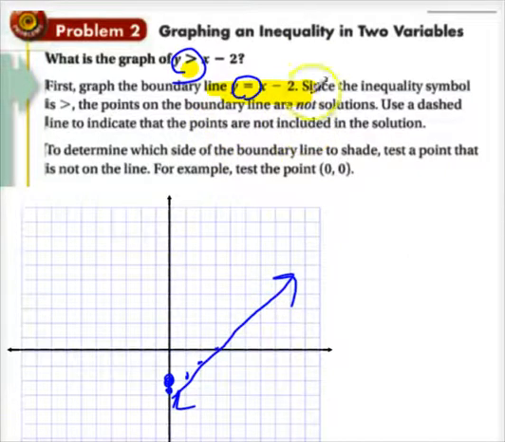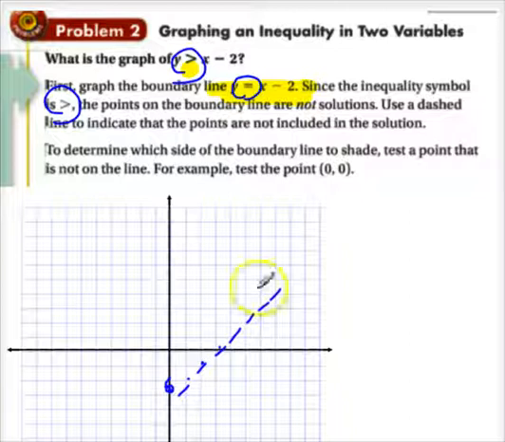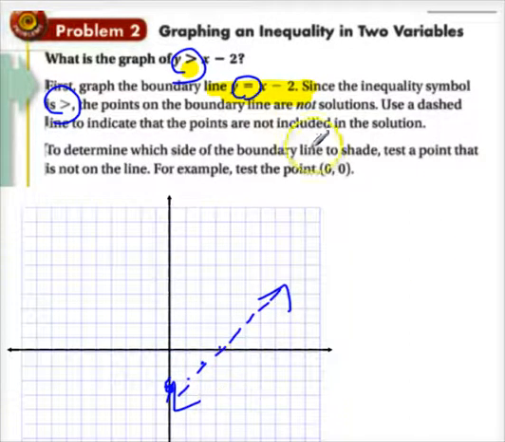Oh, but I made a mistake. Since the inequality symbol is a greater than sign, the points on the line are not solutions. I need to use a dashed line. Good thing I caught that. This might happen to you. So -2, still the same, up 1 over 1. But as I do this, it's going to be a dashed line. Yours will look better than mine. Alright, so we have the inequality graphed.